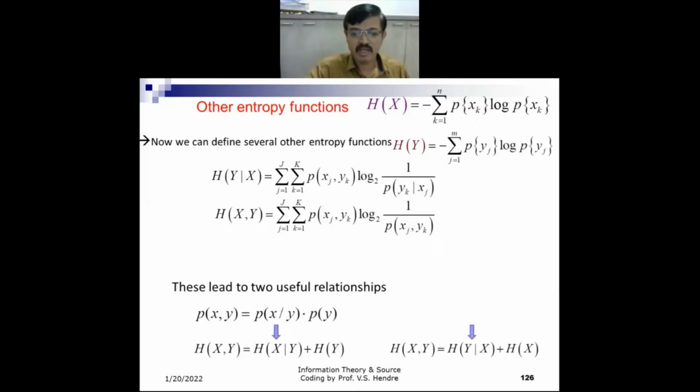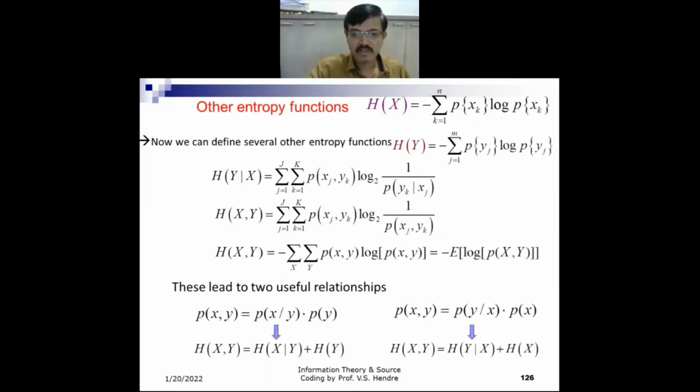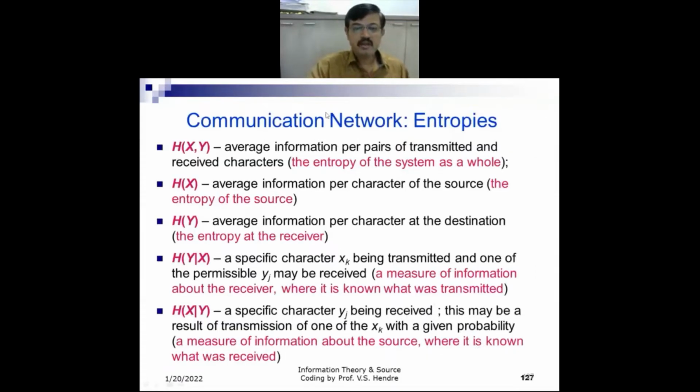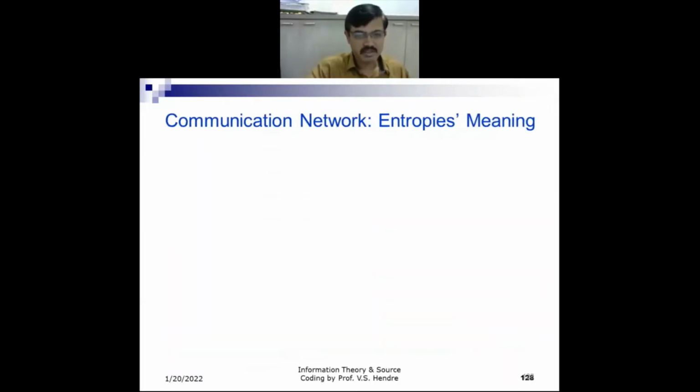We have tried to derive the formulas for all these different types of entropies: H of x, H of y given x, H of x comma y, the joint entropy, and H of x given y. We have also established the relationship between the different entropies, and we also understood the physical significance of these entropies as far as the communication network is concerned.